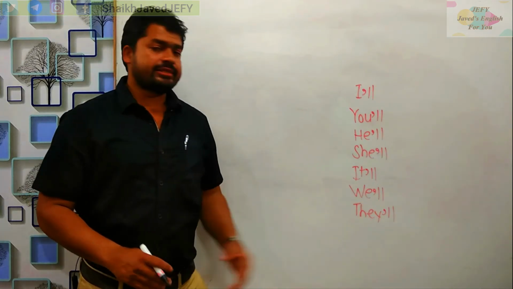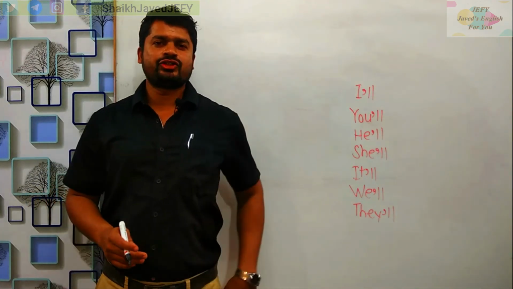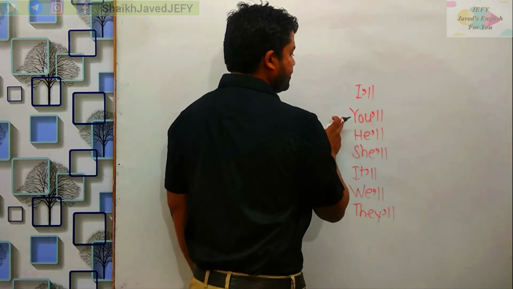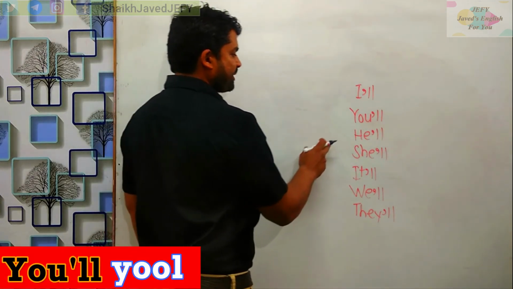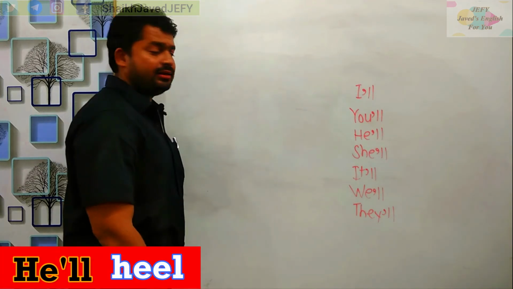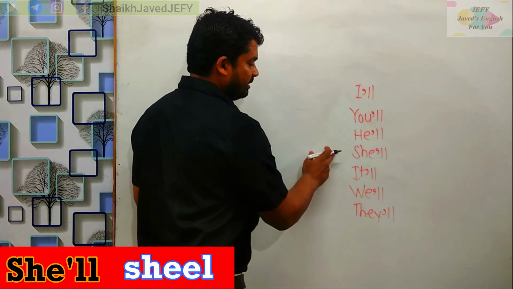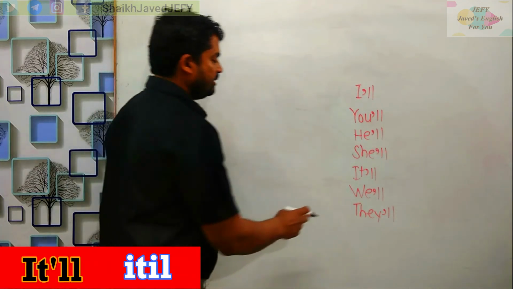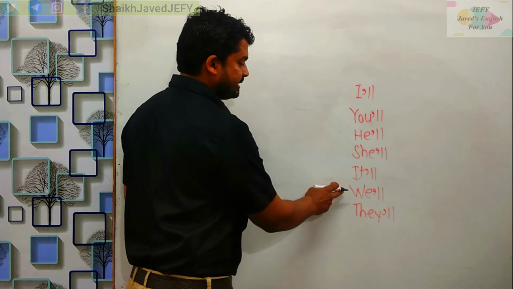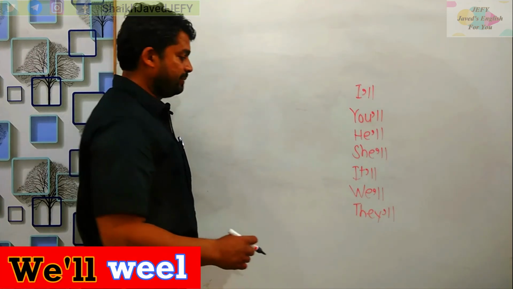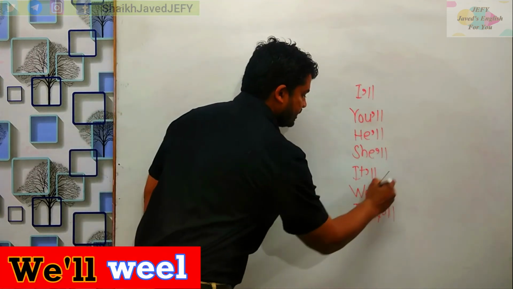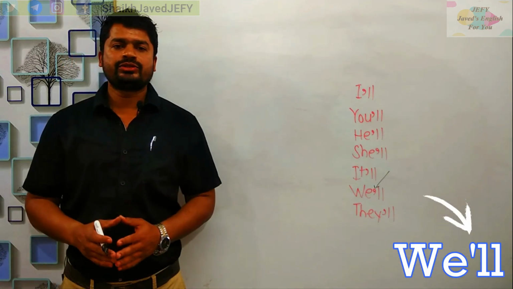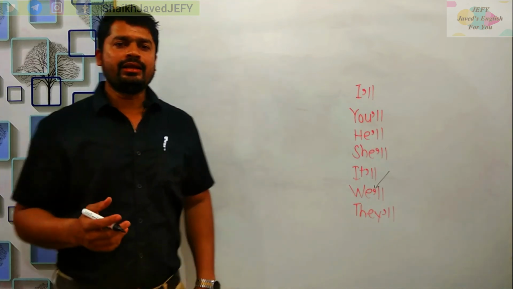Now, these are some of the major contractions in English language. Let's learn them. I'll, like that. I'll, you'll, he'll, she'll, it'll. It's not well, it's we'll. Look at the spelling. There is actually an apostrophe here. So you don't say well, you say we'll, like that.